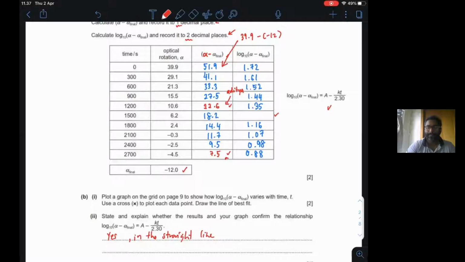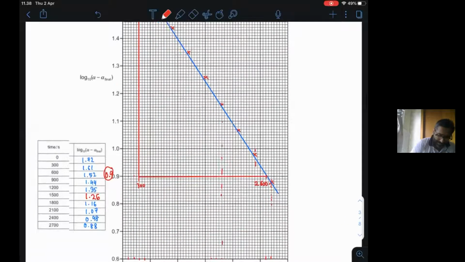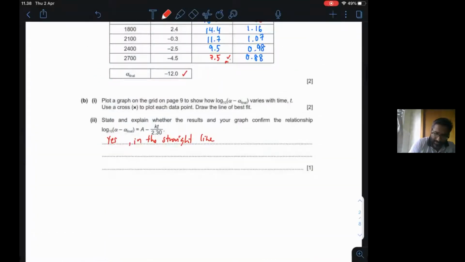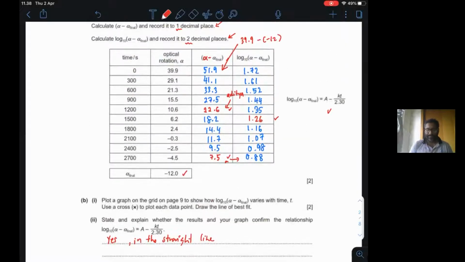Log 18.2. 1.26. We need 2 decimal places, so let me double check. Yeah, 1.26. Bingo. Can you check this one, 7.5? When you put the log, do you get 0.88? Yeah, 0.88, correct. So the important thing over here is to make sure that this is 1 decimal place, and this one is recorded to 2 decimal places.